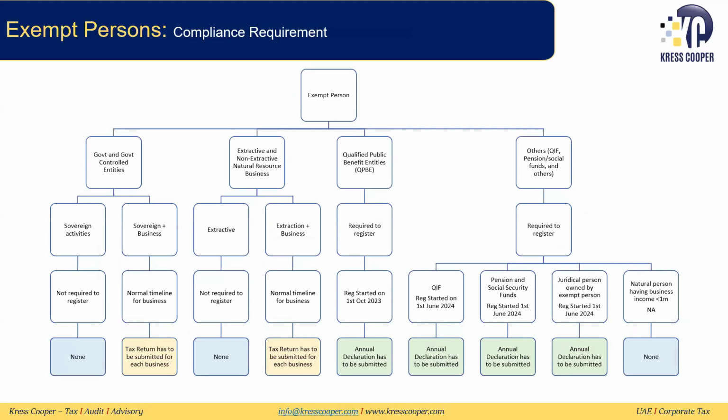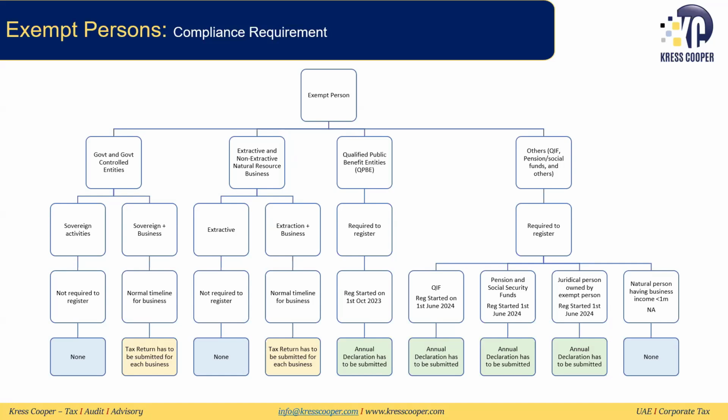Now, if they are doing a mixed business, like a sovereign business and also a normal business activity under a trade license, then we follow the normal timeline for the registration, and a tax return will have to be submitted for each business. If they have 3-4 businesses with trade licenses for those businesses, they will need to file separate returns for those businesses.